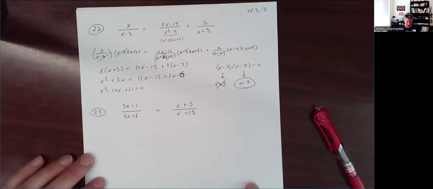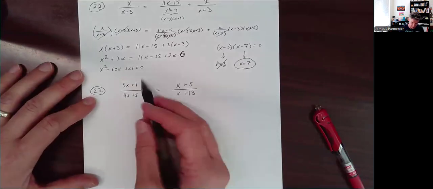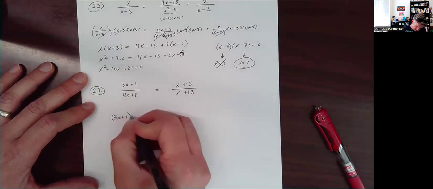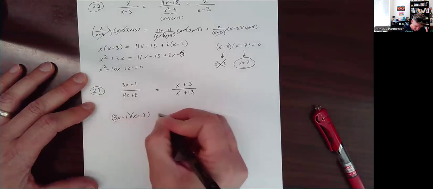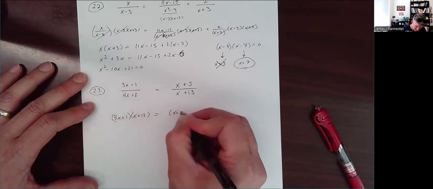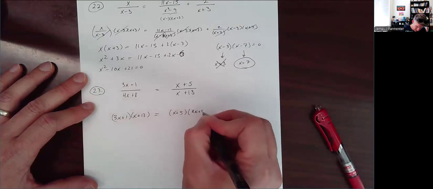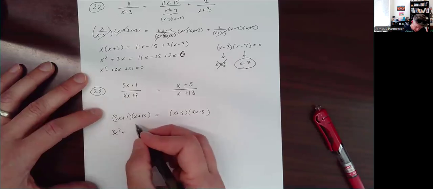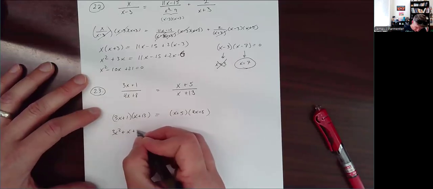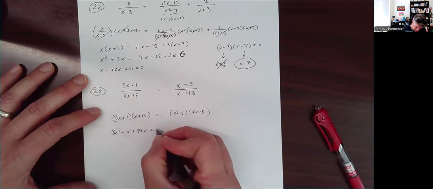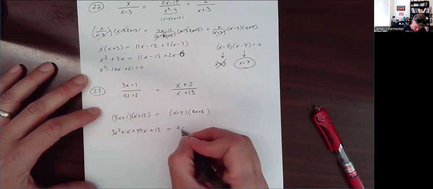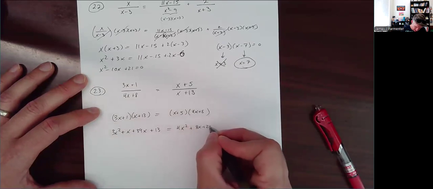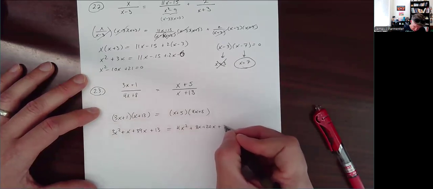All right, this next one here, we're going to cross multiply. So I'm going to say I have 3x plus 1 times x plus 13 equal to x plus 5 times 4x plus 8. I'm going to multiply it out. You get 3x squared plus x plus 39x plus 13 equal to 4x squared plus 8x plus 20x plus 40.